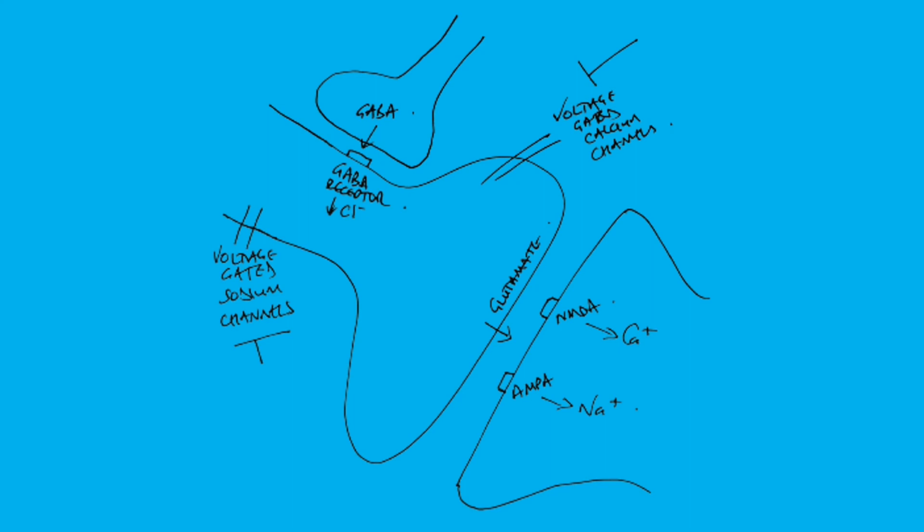As you can see from the previous slide in regards to the mechanism of action of anti-epileptic agents, these can be categorized into those which block voltage-gated sodium channels, those which block voltage-gated calcium channels, and those which enhance the effect of GABA. All of these effects will reduce the excitability of the presynaptic neuron.